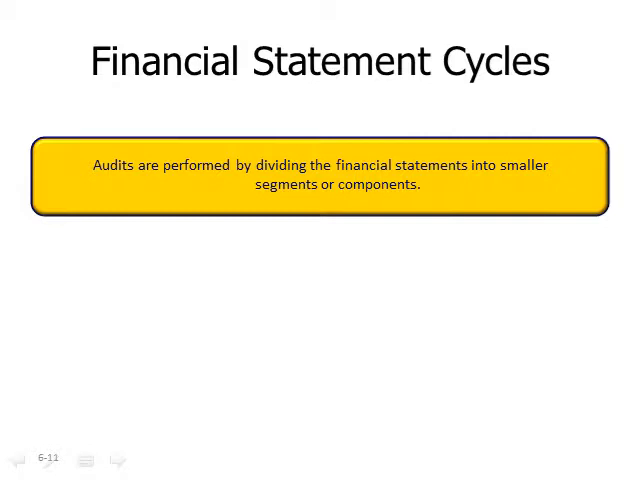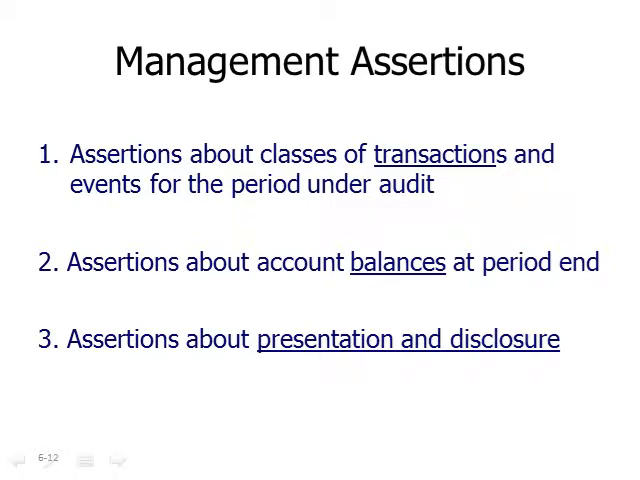And so as we discussed, when we're performing an audit on financial statements, we segment those audits into smaller components so that we're able to wrap our hands around those and conduct audits of these smaller components. And these smaller components we generally refer to as business cycles. And then inherent to each of these business cycles are certain management assertions.